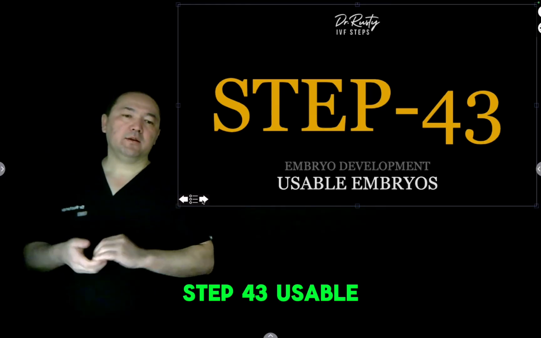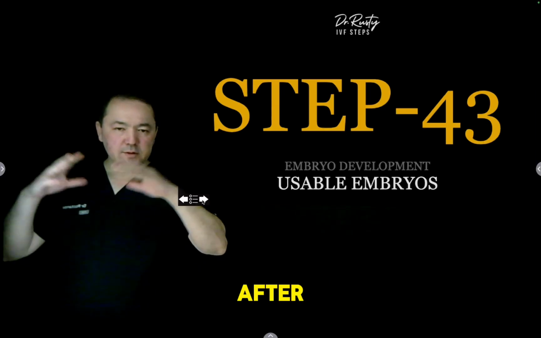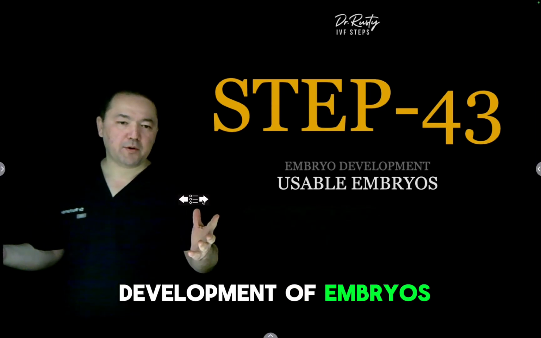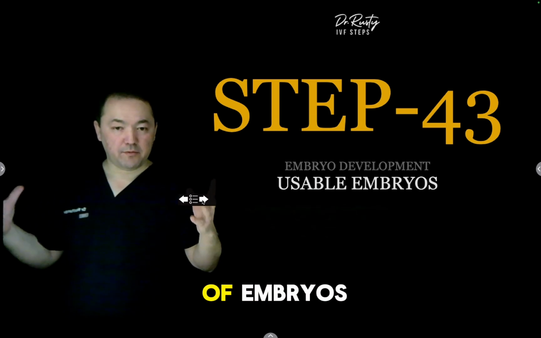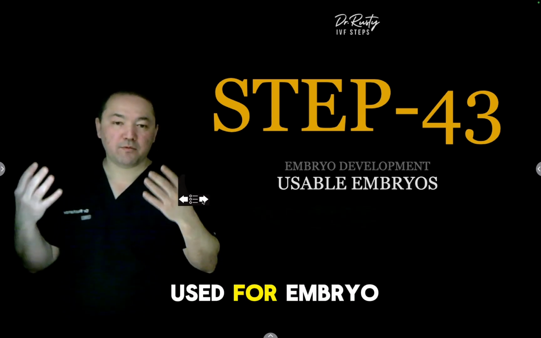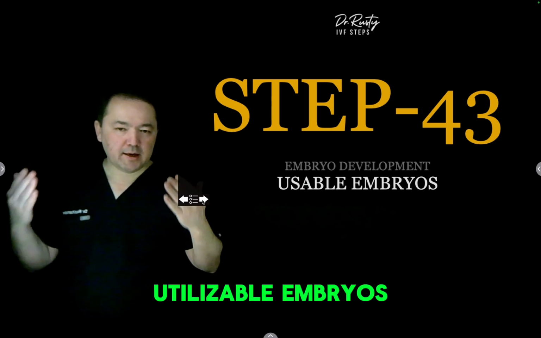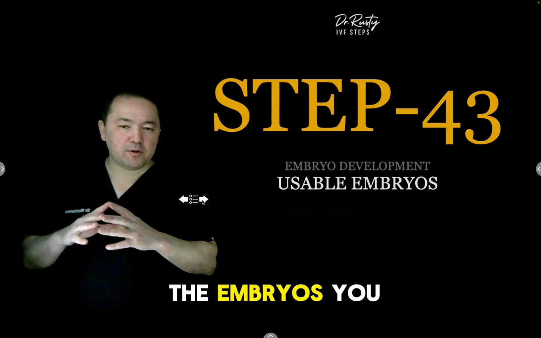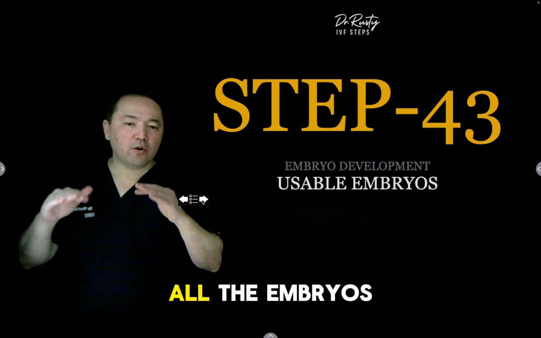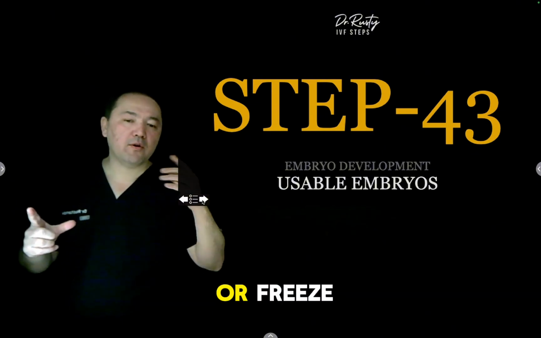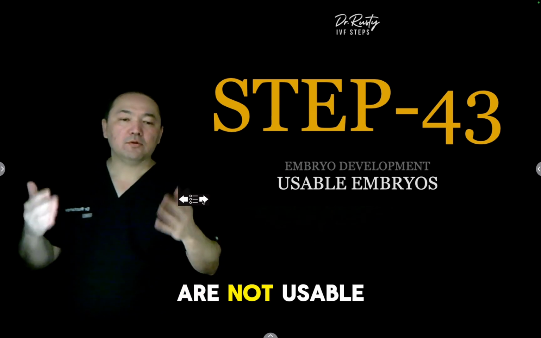Step 43, usable embryos. After 5 days of development of embryos, you have a certain number of embryos which can be used for embryo transfer. These are called usable embryos or utilizable embryos. So these are the embryos you can transfer or freeze. All the embryos you cannot transfer or freeze are not usable embryos.